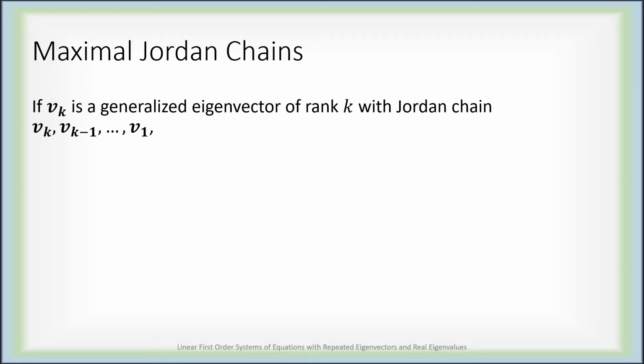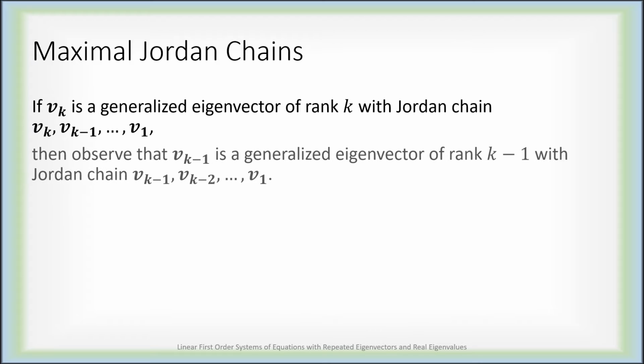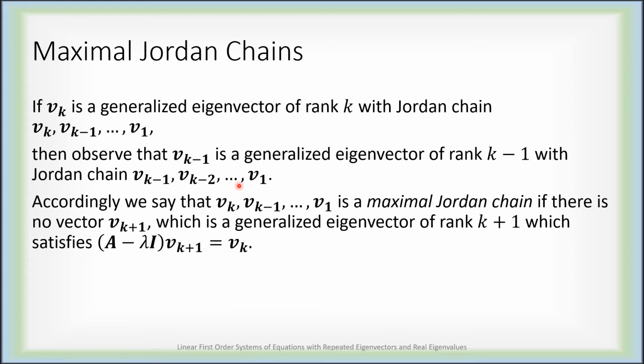So let's suppose vk is a generalized eigenvector of rank k. It generates a Jordan chain going down to v1. And remember, the way you generate a Jordan chain is to keep applying the matrix A minus lambda I, where lambda is the eigenvalue associated to the generalized eigenvector v sub k. So vk minus 1 is a generalized eigenvector of rank k minus 1, and it has its own Jordan chain, starting with itself and counting down.